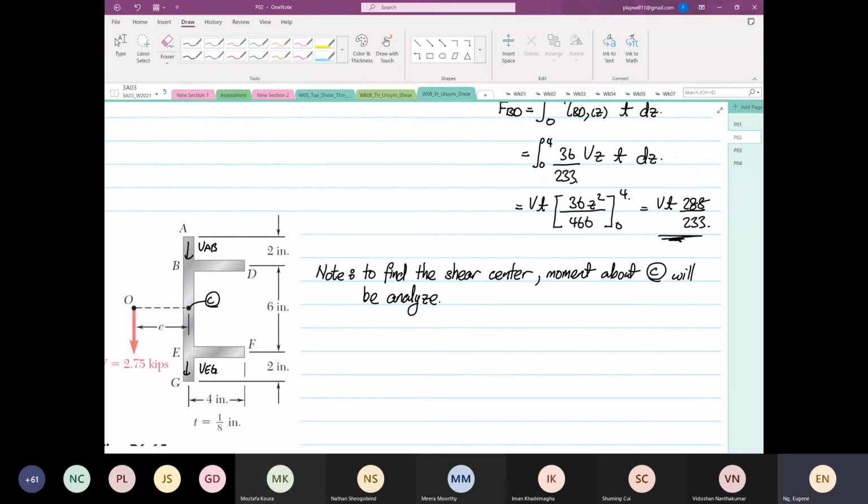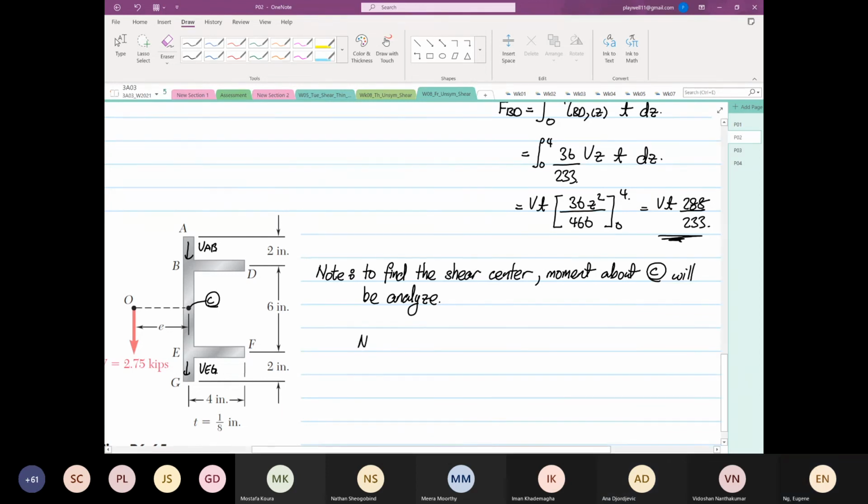Anyone? So our next step is to find the what? To find the shear center, right? That is our next thing. But what did I just say? We're going to take moment about what? Point C will be analyzed. So is it necessary to find VAB and VEG? Anyone? No, because it's on the same axis as point C. Exactly. Anna, you got it spot on.